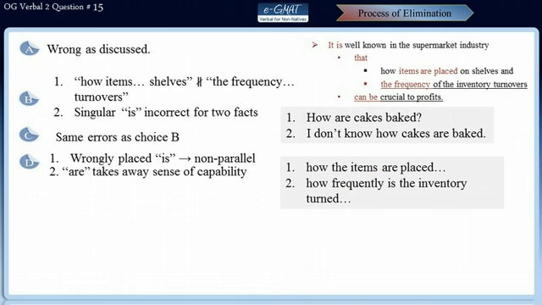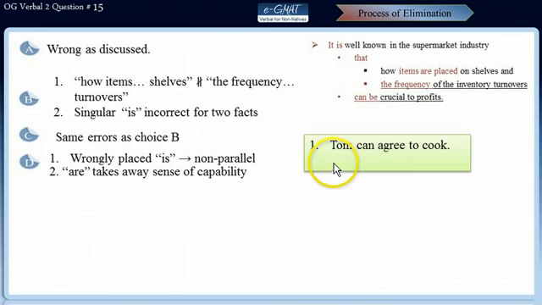Also, can be has been replaced with are, which means that it takes away the sense of capability from the sentence. Let's understand this through an example. When we say Tom can agree to cook, it shows the sense of capability that Tom can agree to cook. But when we say that Tom often agrees to cook, it kind of gives the surety that Tom most of the time agrees to cook. So there's a huge difference between Tom can agree to cook and Tom often agrees to cook.